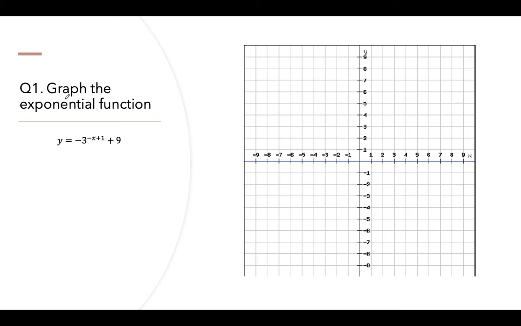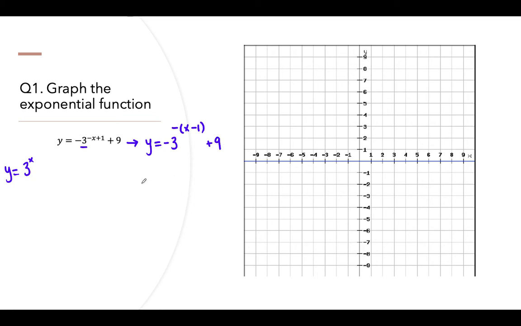Now let's do a practice example. Graph the exponential function. As you can see, the first thing is to identify what my parent function is. My parent function here is y is equal to 3^x because we have a base of 3. But keep in mind, I have an expression in the exponent and I have a negative. So make sure you factor as much as possible for anything that is in the exponent. So y is equal to negative 3^(negative (x minus 1)) plus 9. Let's factor out the negative so nothing's in front of x.